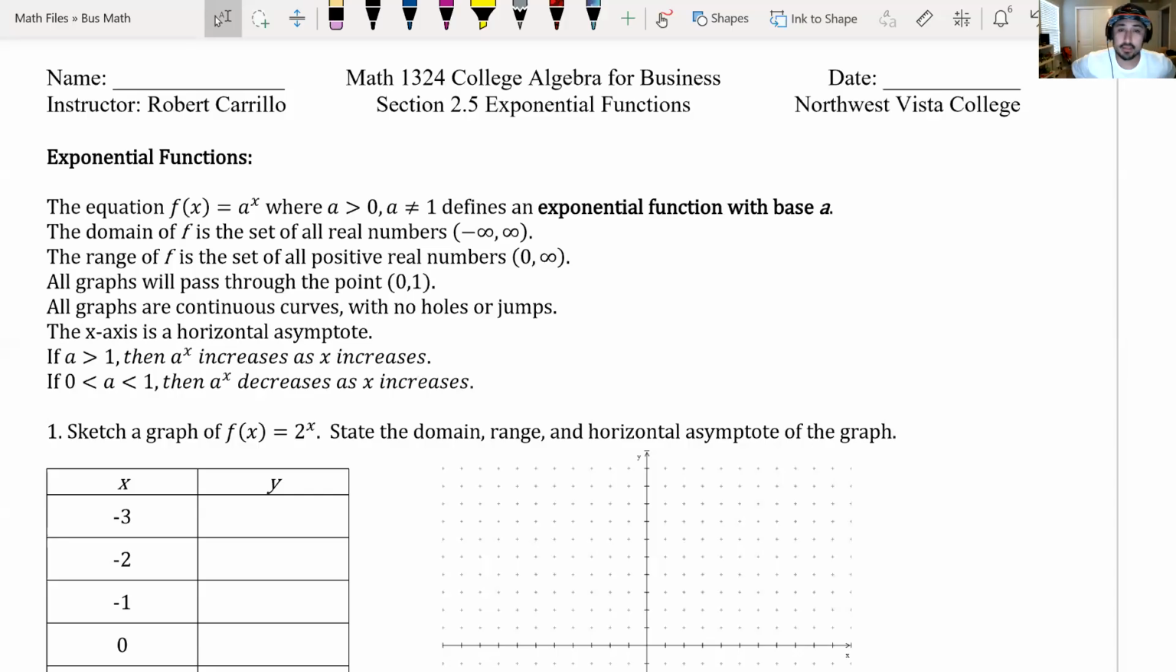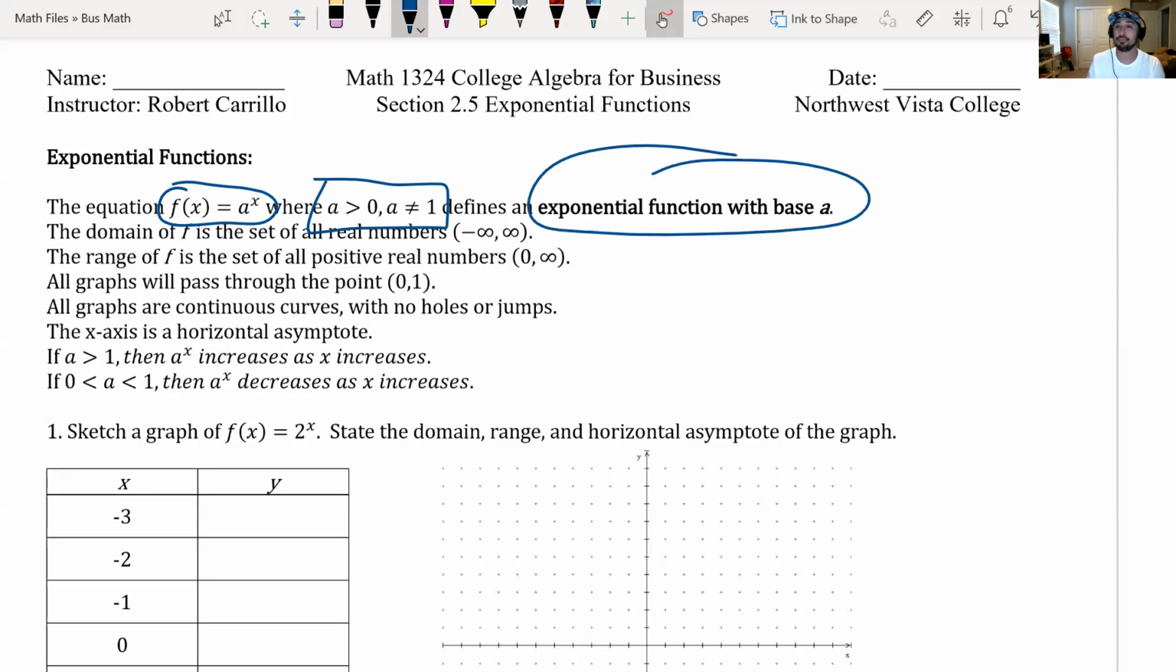Okay, welcome back. This is exponential functions. So last lecture, we refreshed on exponential properties, exponent laws, all that fun stuff. So today we want to get into exponential functions. The definition of an exponential function is, if the equation looks like f of x equals a to the x, this is your basic exponential function, where the base has to be greater than 0 and the base can never be equal to 1. This is an exponential function with base a.